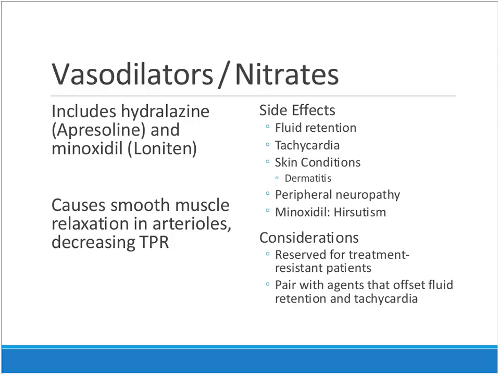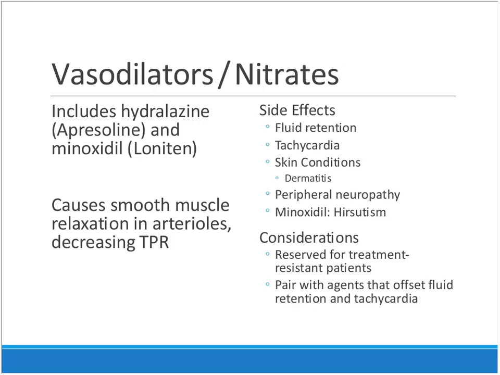Speaking of nitrates, vasodilators and nitrates, there's really only two in this particular class, hydralazine and minoxidil, which you don't really see in oral form that frequently. These cause a relaxation with the smooth muscle and arterioles, decreasing TPR. Again, we're going to get fluid retention. Since we're not having an effect on the heart, if we have fluid retention, the heart is actually going to attempt to beat faster to be able to move this fluid, in which case we do get tachycardia.